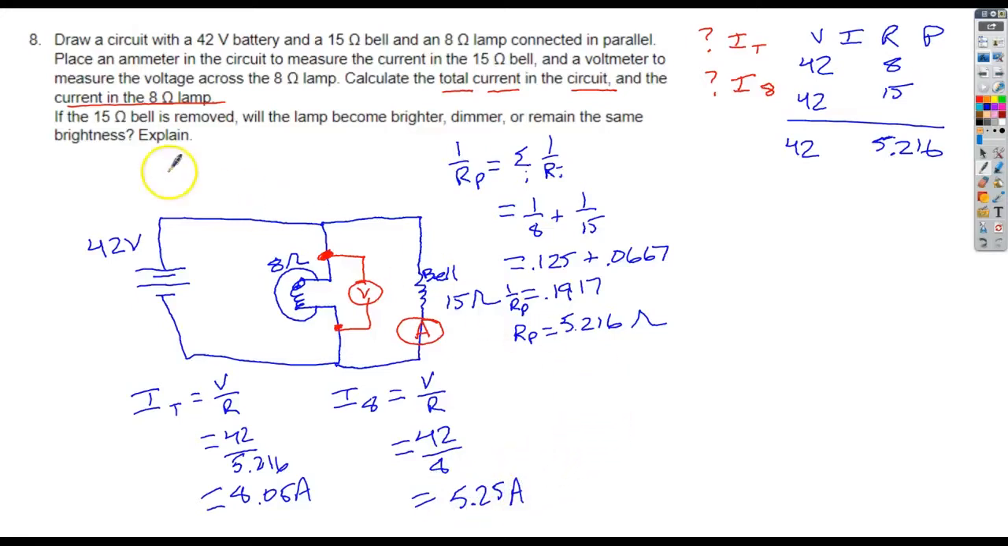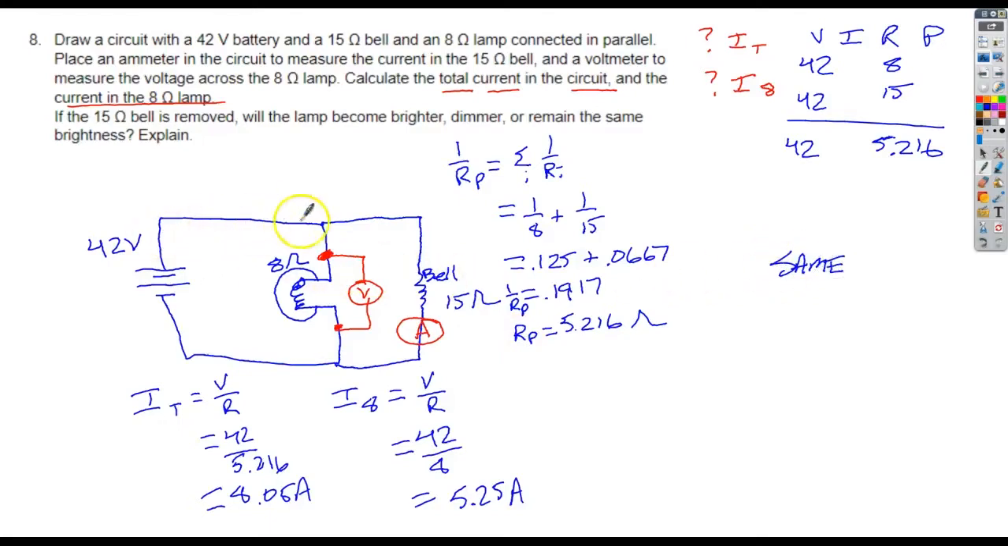Next thing they want us to do is they tell us if they remove the 15 ohm bell, will the lamp become brighter, dimmer, or remain the same? And they want us to explain why. Okay, so they want us to definitely explain why here. It should, remember, remain the same brightness. So it should be the same brightness.